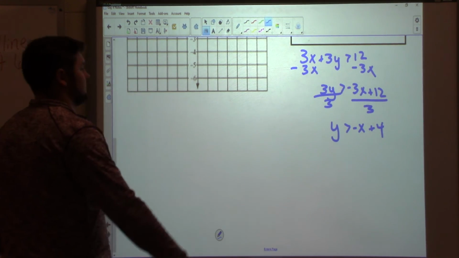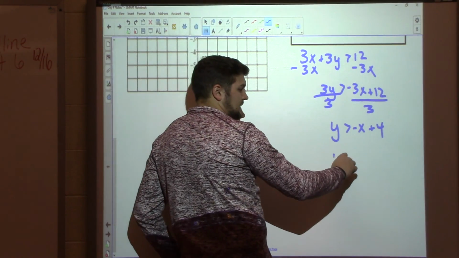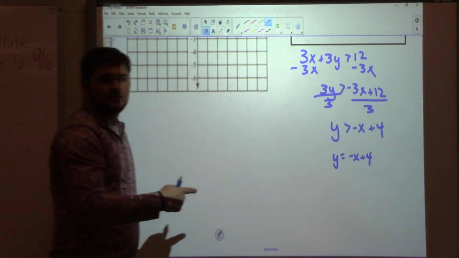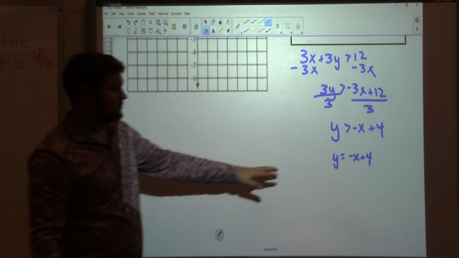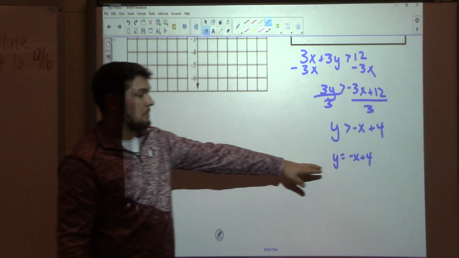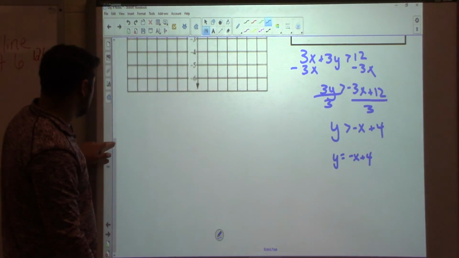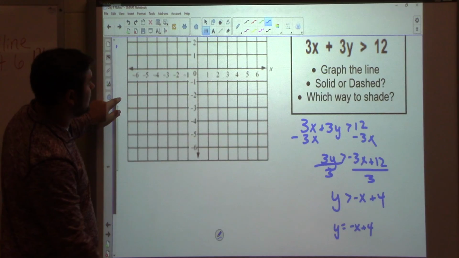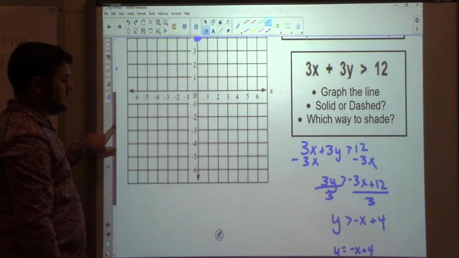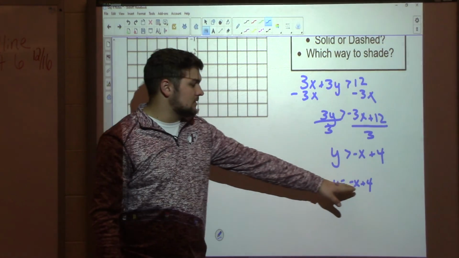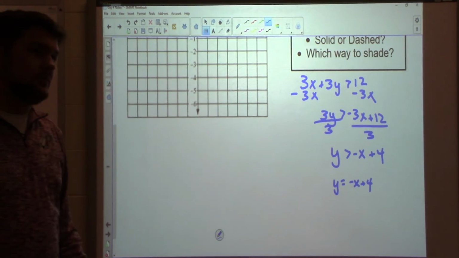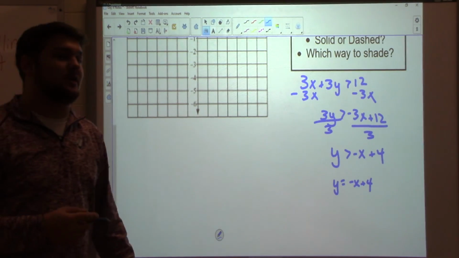Okay, if I wanted to graph this, pretend it says y equals negative x plus 4. What would my y-intercept be in this equation? 4, right? So at 4, I'm going to put a point. What is my m, or my slope, in this equation? Negative 1 over 1.